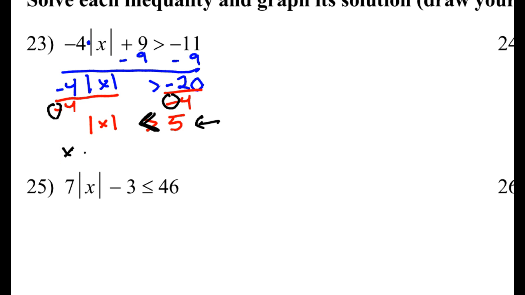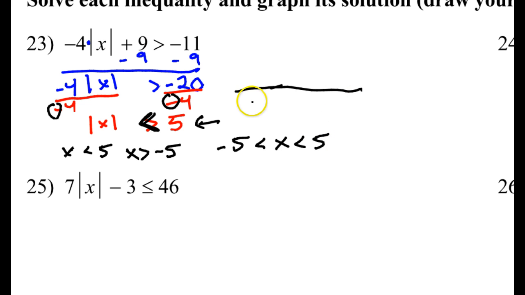So x is less than 5. x is greater than negative 5. So the way of saying that is, all your answers are between negative 5 and 5. And we'll just go ahead and graph that. Open or closed? Open, open.